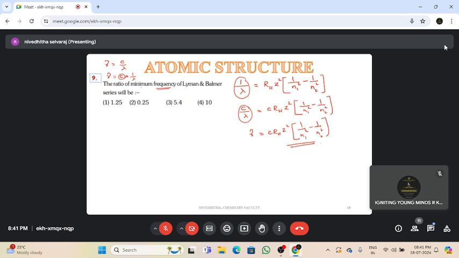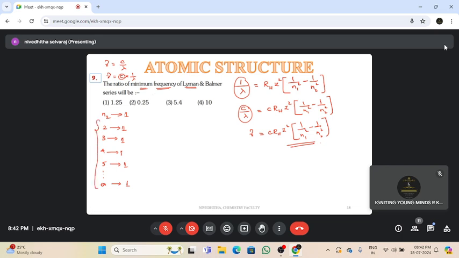They're asking us to calculate the minimum frequency. So what are all the Lyman series transitions? If the electron is present in an excited state, it can come back to the first energy level, which is n equal to 1. That is what the Lyman series is all about. The excited state can be second to first, third to first, fourth to first, fifth to first, or infinity to first. These are all the Lyman series.